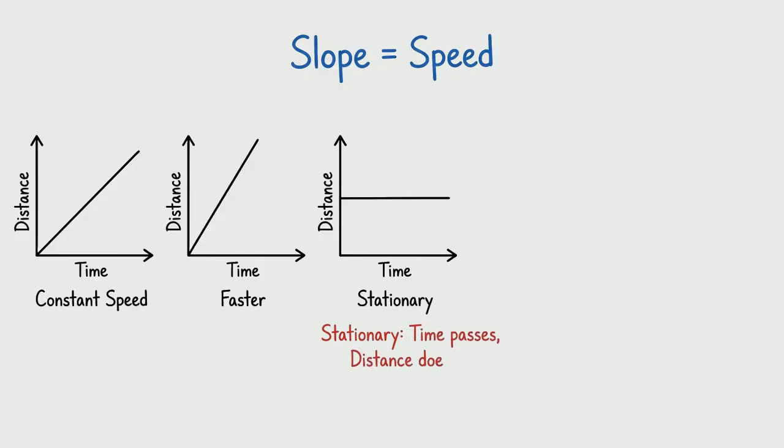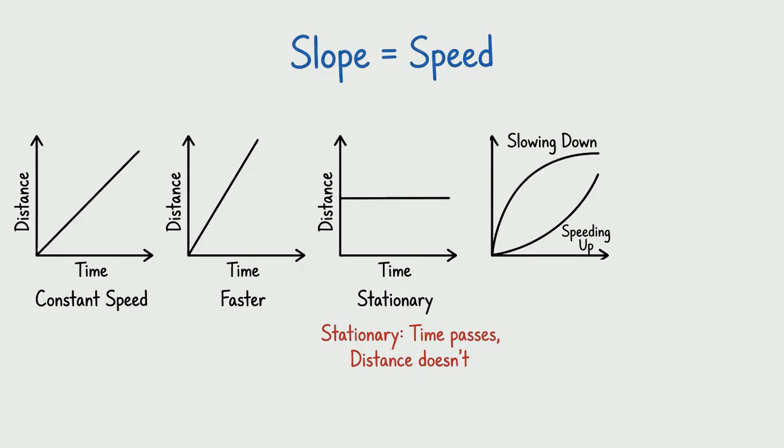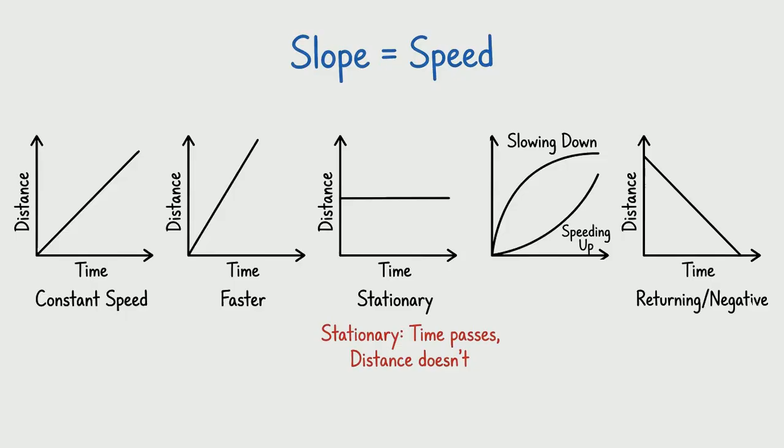That's a stationary object. If the line curves upward, the object is speeding up. If it curves and flattens out, it's slowing down. And if the graph slopes downward, only possible if we're plotting displacement, it means the object is moving back toward the starting point. That's negative velocity.